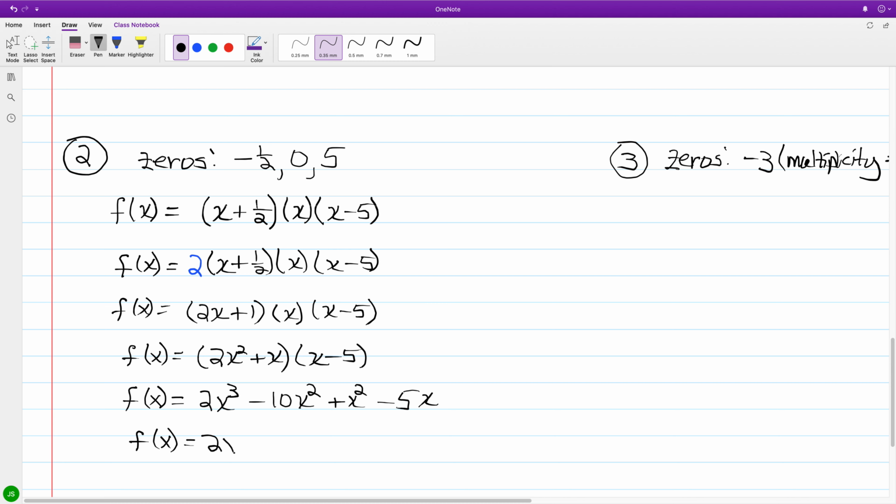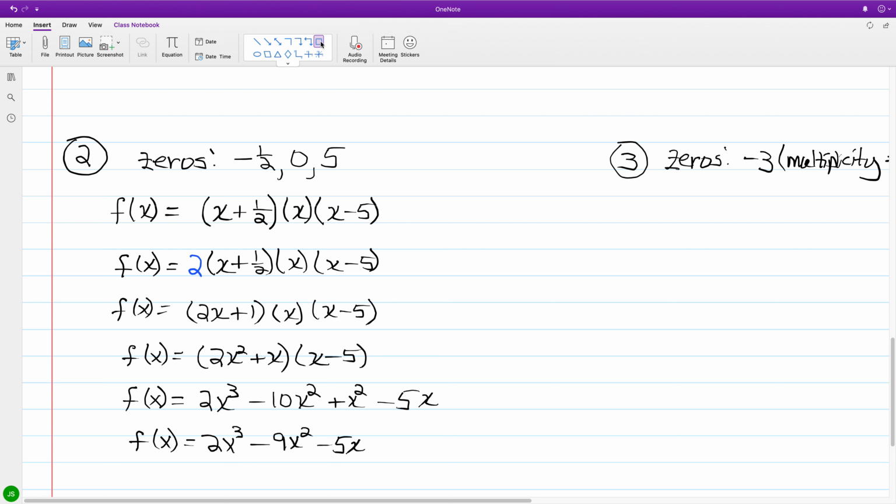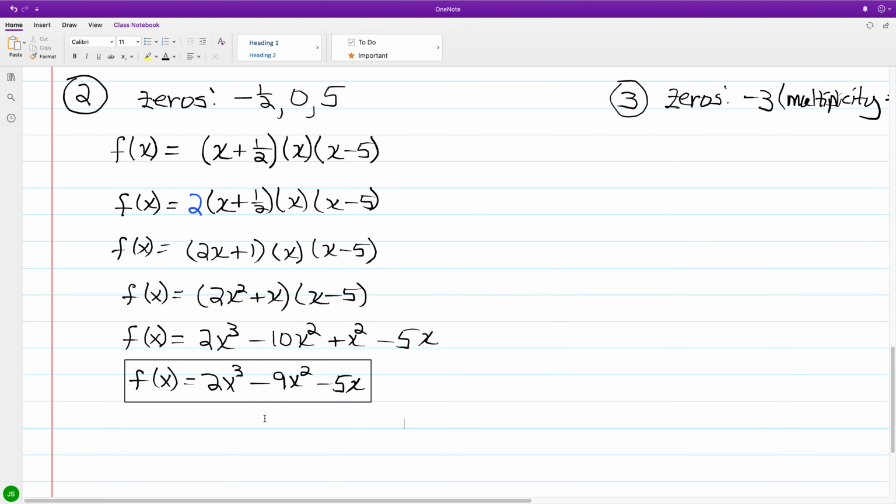So one version of a polynomial solution in this case is 2x cubed minus 9x squared minus 5x. Again, not necessarily the only solution, but in terms of integer coefficients, this is the one that will have the smallest numbers.